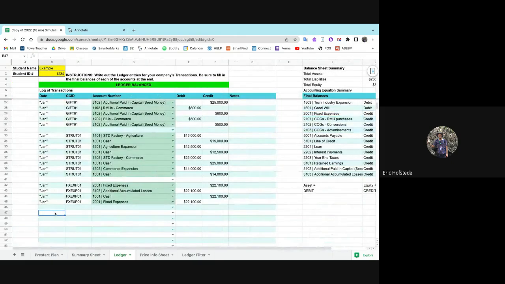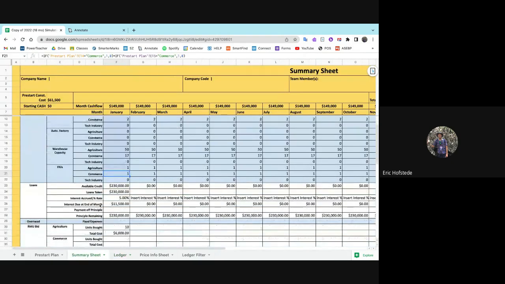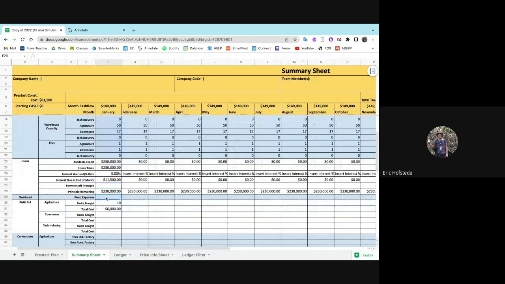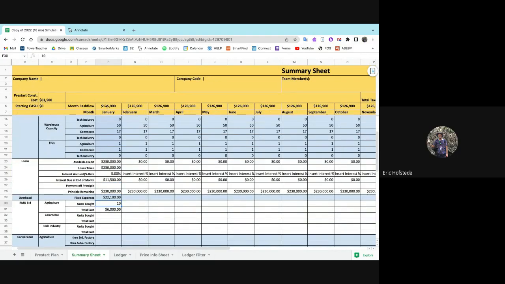The simulation goes on and we buy some RMUs. So we got to include our interest, which we had to do for our interest payments before. All right, then we paid our fixed expenses. We want to throw it in our summary sheet as well, because that's going to update our cash available up here. So I pay my fixed expenses.